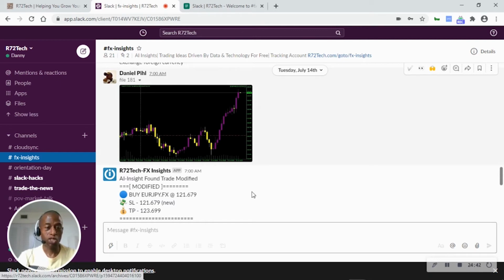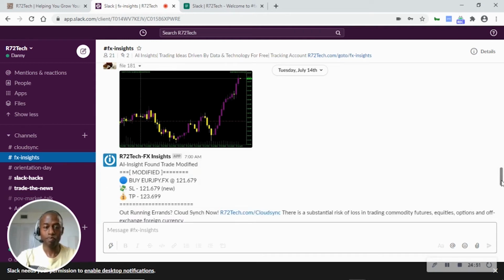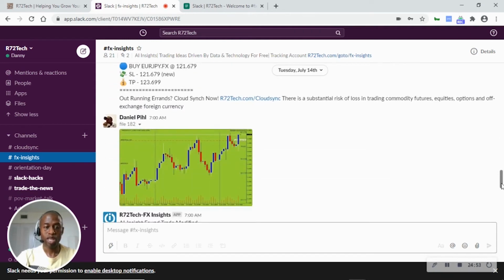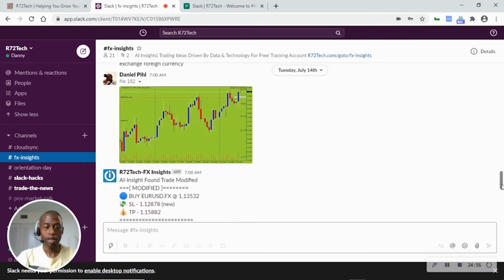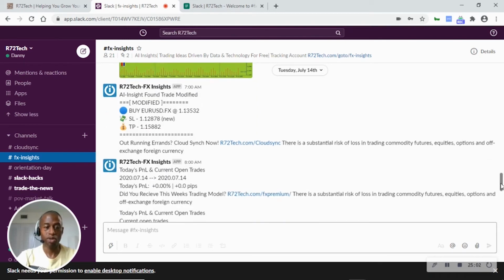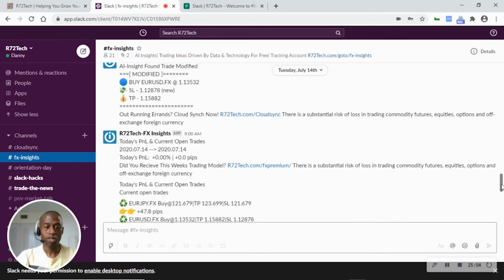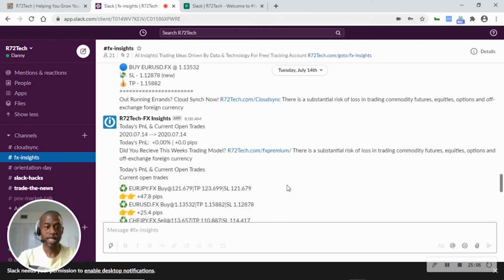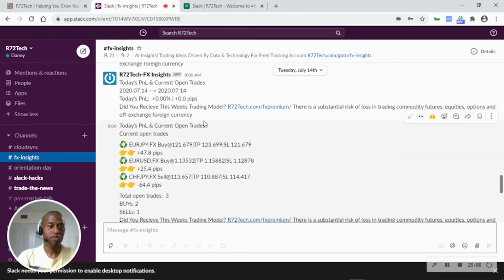You may be sound asleep. So you already know, you wake up, 7 a.m. Here's another AI insight for the euro dollar. Seems to be a lot of action now. Okay, so it's 8 o'clock the next day. And what do we have here? You already know. You have your current open trades, and you can see everything.